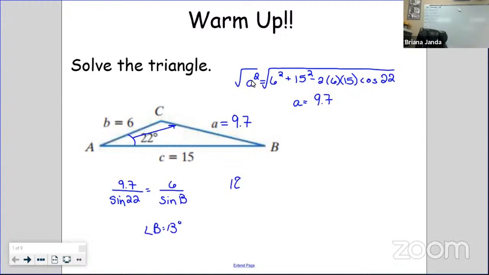And finally, our triangle sum theorem helps us find our last angle, which is 145. All right, questions on any of that?